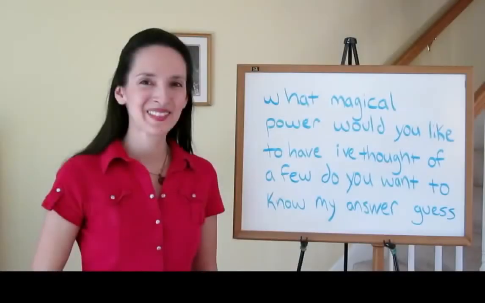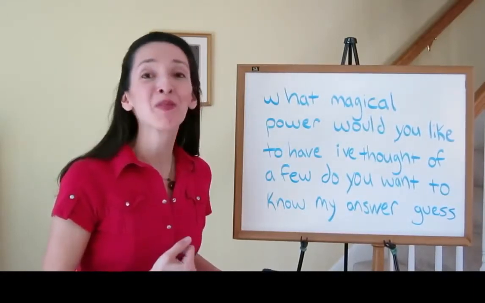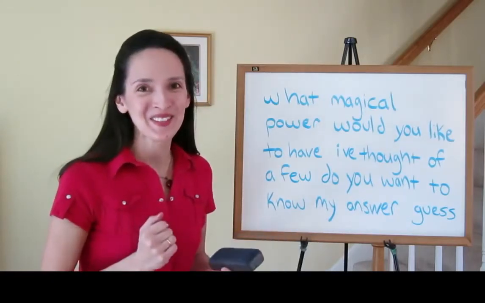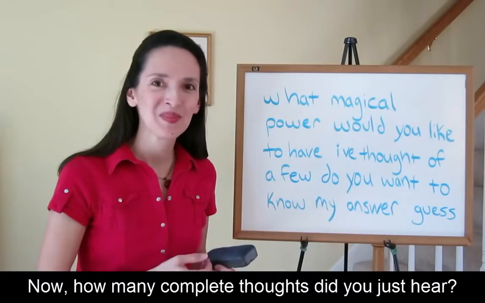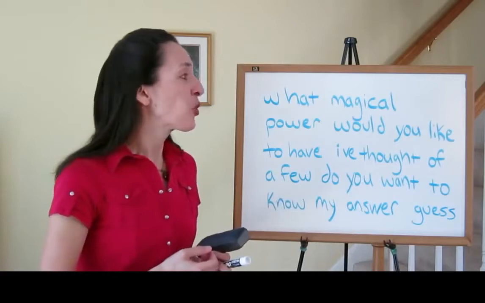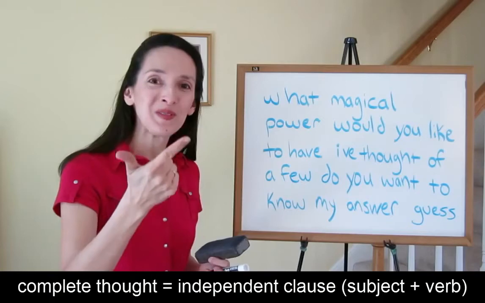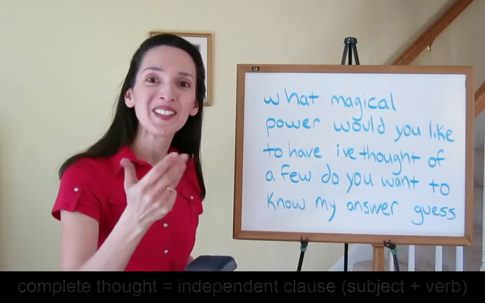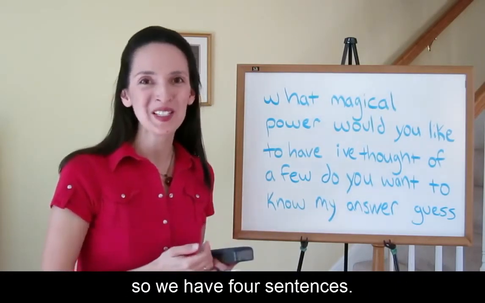Model. What magical power would you like to have? I've thought of a few. Do you want to know my answer? Guess. Now, how many complete thoughts did you just hear? Count them. What magical power would you like to have? I've thought of a few. Do you want to know my answer? Guess. There are 4 complete thoughts, so we have 4 sentences.